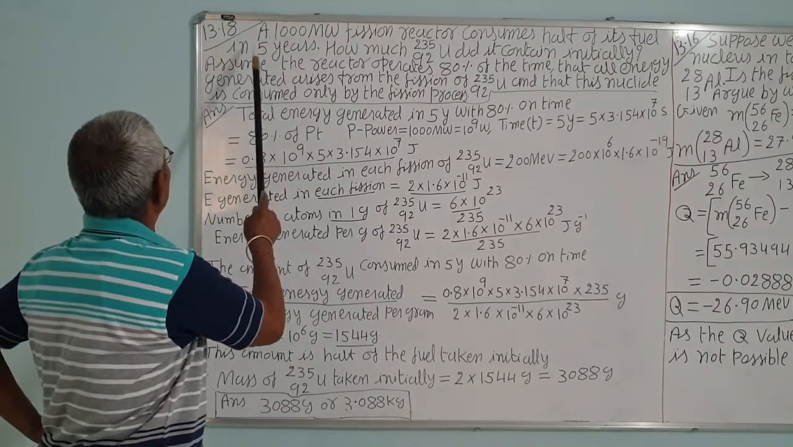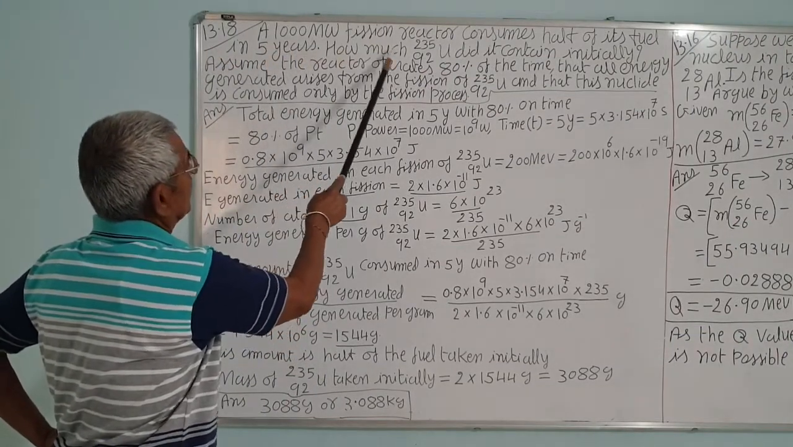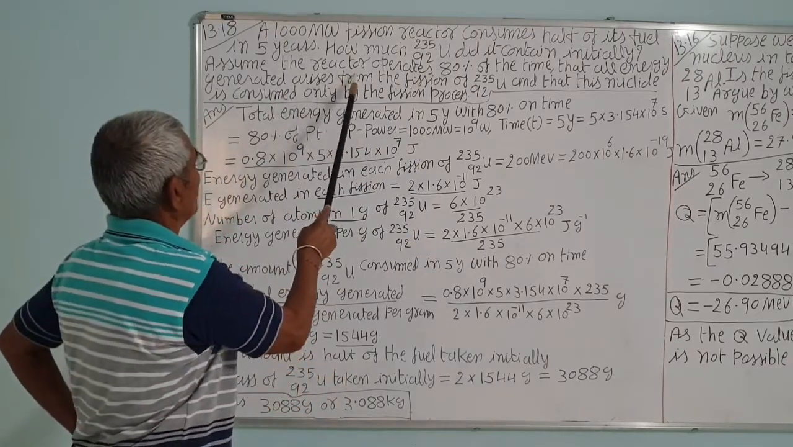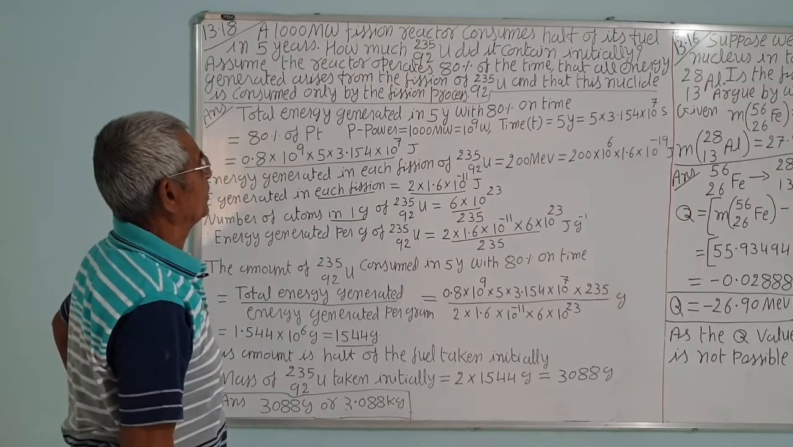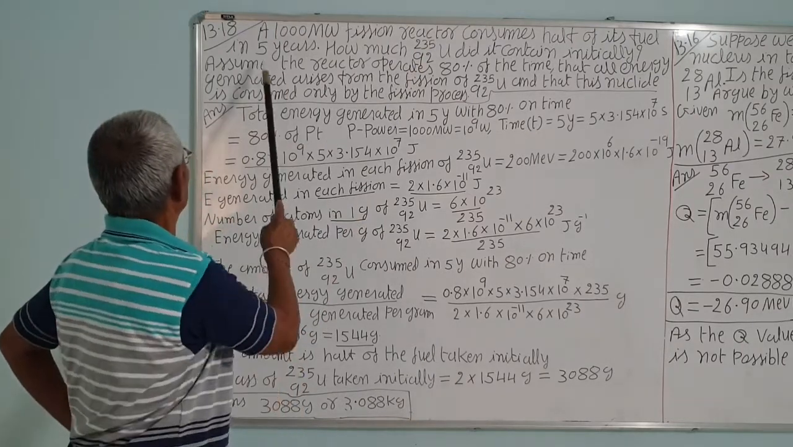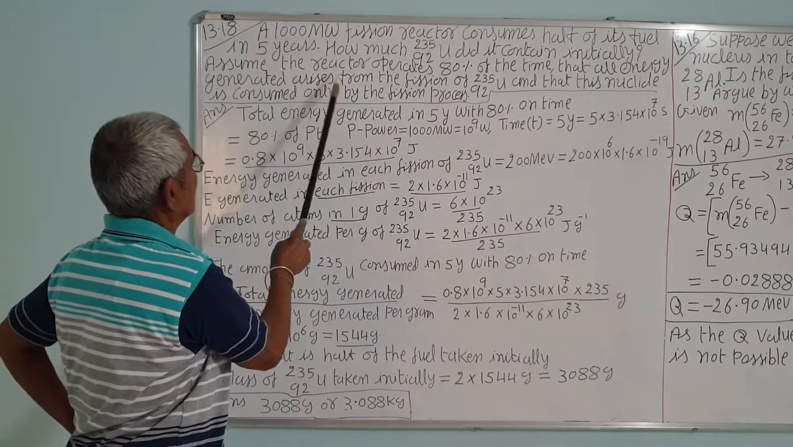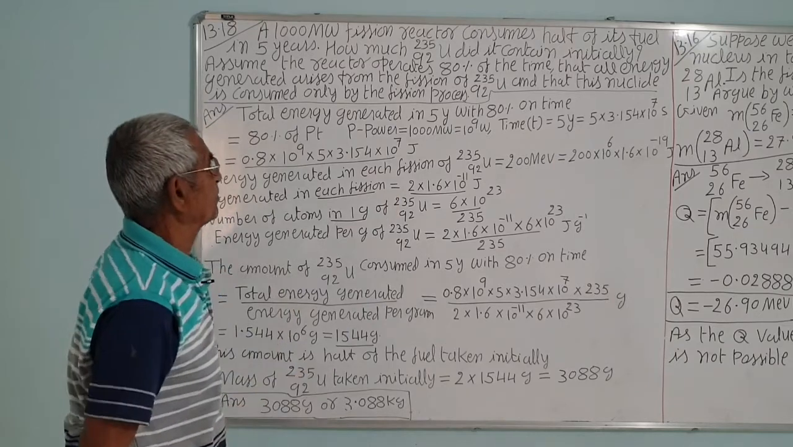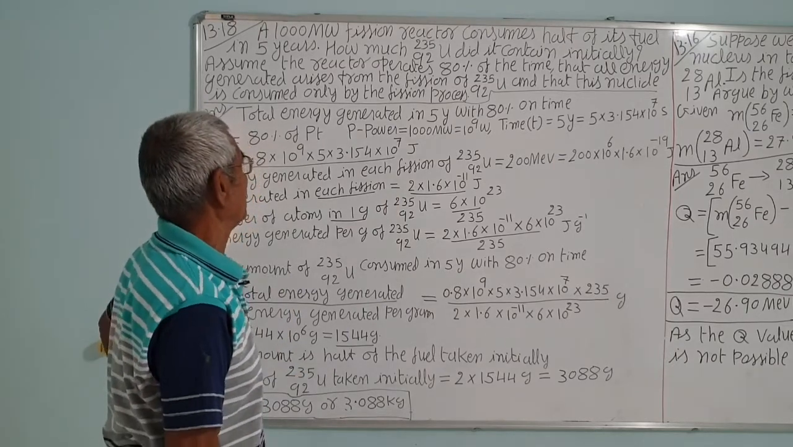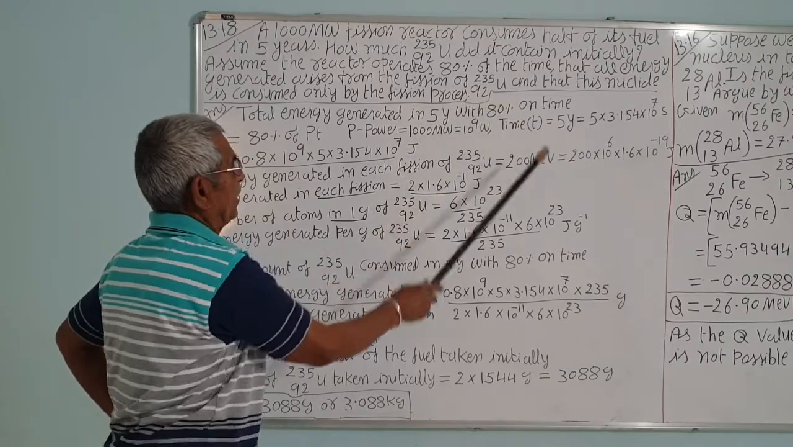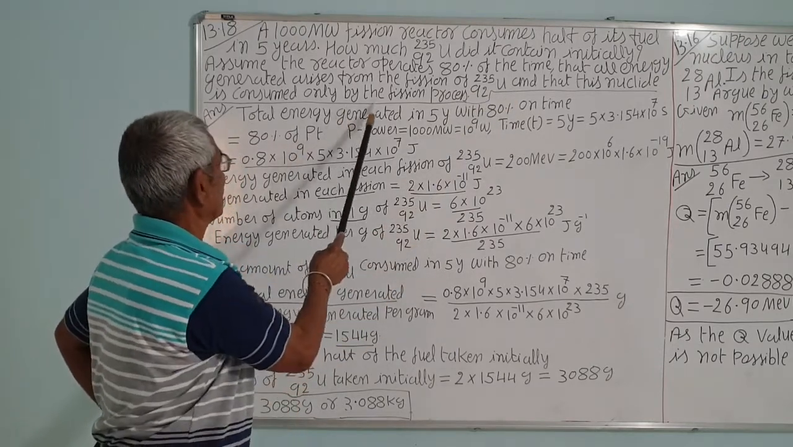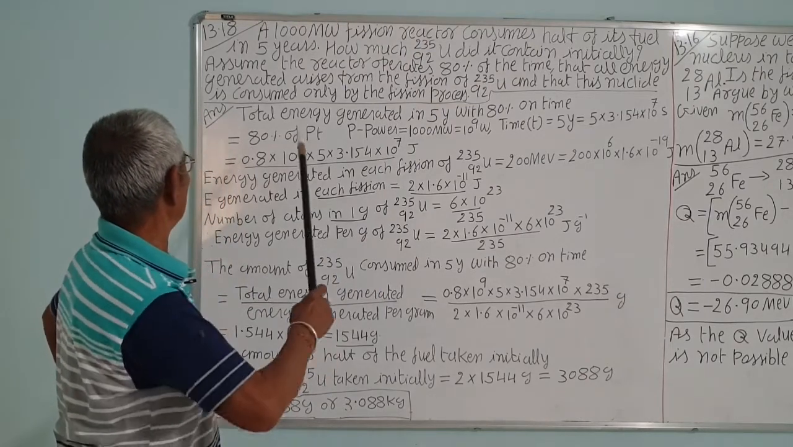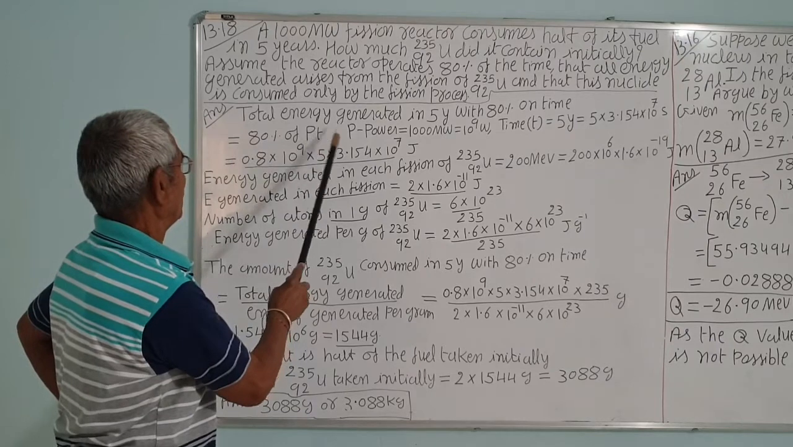Example 13.18, a 1000 megawatt fission reactor consumes half of its fuel in 5 years. How much uranium-92-235 did it contain initially? That is to be calculated. Assume that the reactor operates 80% of the time, that all energy generated arises from the fission of uranium-92-235, and that this nuclide is consumed only by the fission process. So we will have to calculate the 80% of the energy in the 5 years.